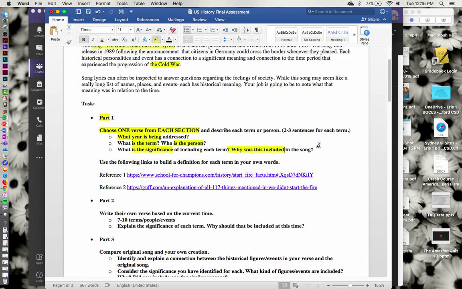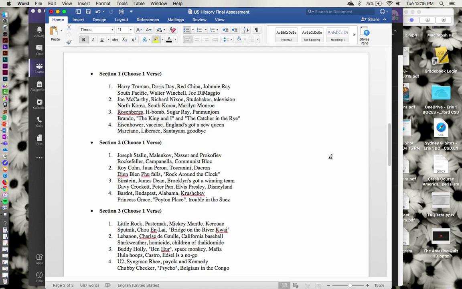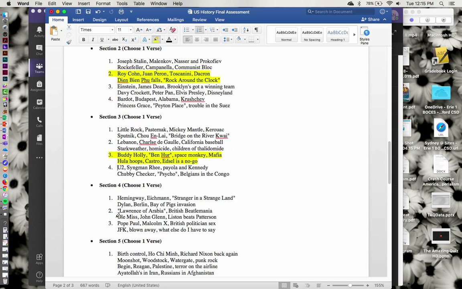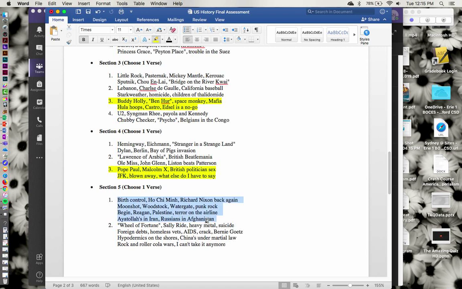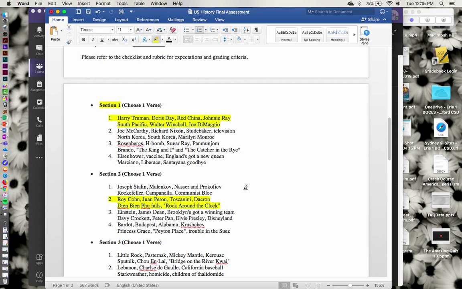So what do I mean choose one verse from each section of the song? Well, if you scroll down, I have included the song here. So you are going to choose one section or one verse from each section. So that means if I'm looking at these four options, I am going to just pick one. And if I look at section 2, I am picking 1. Section 3, same thing, I'd pick 1. Section 4, same thing, I'd pick 1. And section 5, same thing, pick 1. Okay, so you're doing one section or one verse from each section of the song.